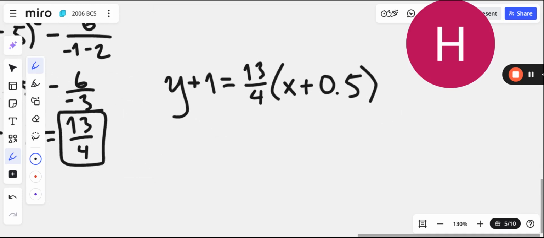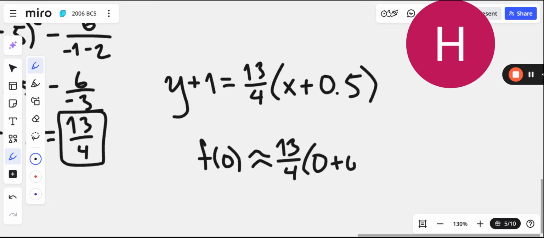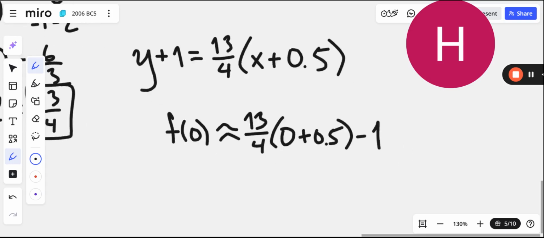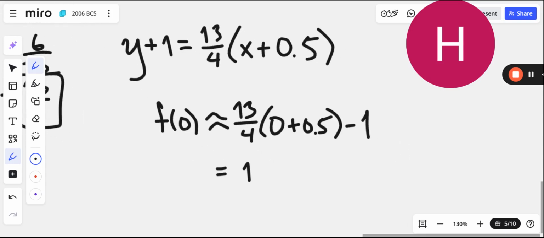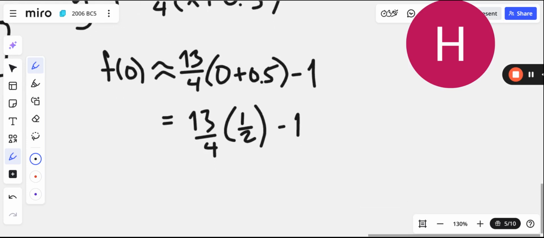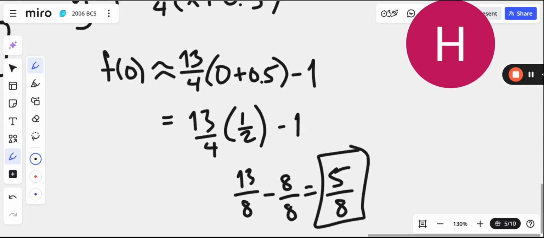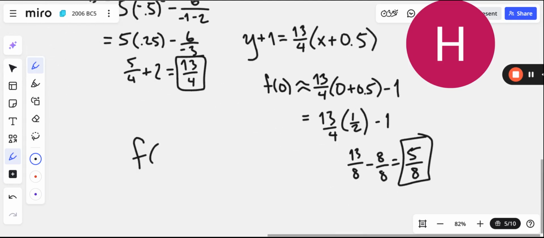So we're going to approximate f of 0 by saying f of 0 is approximately 13 over 4 times (0 plus 0.5), and then minus 1. And this is simply 13 over 4 times a half, minus 1. So we have 13 over 8 minus 1, which is 8 over 8. And so we have 5 over 8. That means that f of 0 is approximately 5/8, or 0.625 if you like decimals.